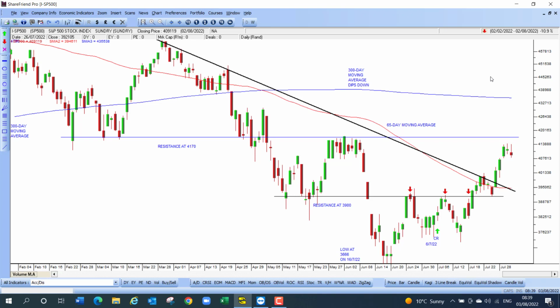The impact on the rand has been substantial. It's weakened to over 17 rand to the US dollar, and we'll talk about that in a minute. Obviously, that's caused a high local price of petrol and rising inflation.